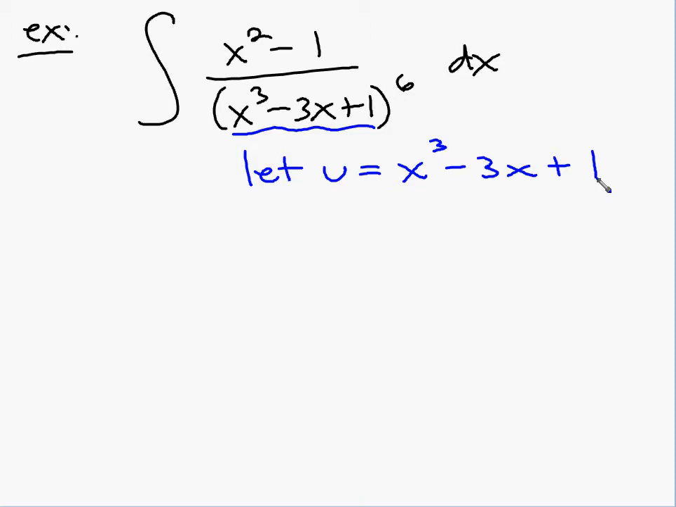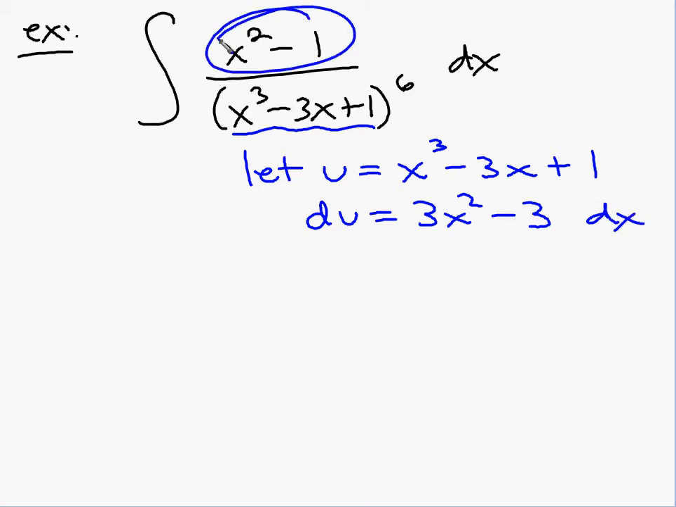Now let me show you why I would do that. When I take the derivative of that, du is 3x squared minus 3. Now you might be saying, well, how does that help me? And then of course I need my dx. Well, that's what this is. 3x squared minus 3 is just that. It's just been multiplied by 3. This is the same thing as 3 times x squared minus 1, dx. So I've accounted for everything.